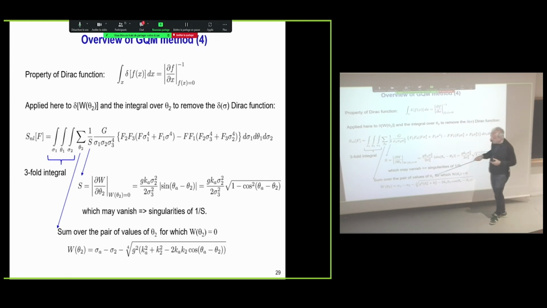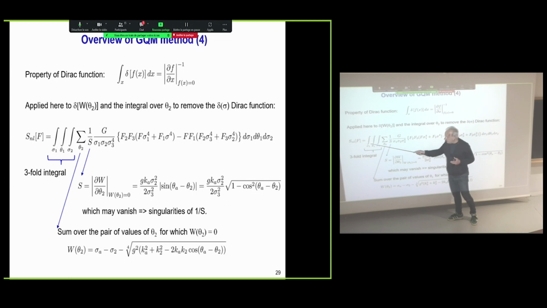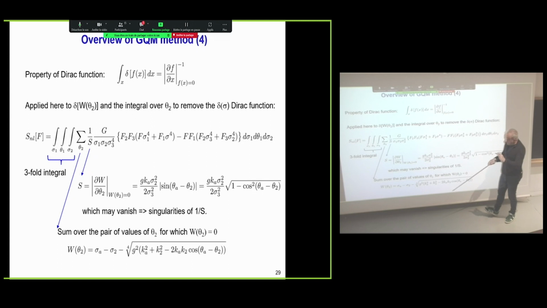The problem with this term is that it may vanish. So S may vanish here, which means that we have singularities in the numerical evaluation of this term. By doing this, we have reduced the integration to a threefold integral now running over sigma 1, theta 1, for component K1, and sigma 2 for component K2. And here we have a sum over 2 discrete values because there are 2 directions theta 2 which allow us to fulfill the resonance conditions. I didn't write them explicitly.